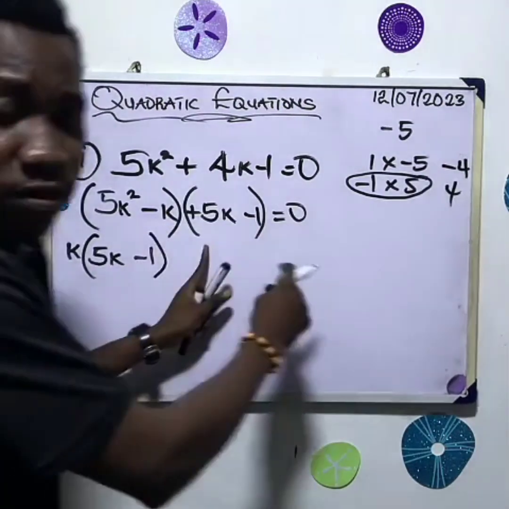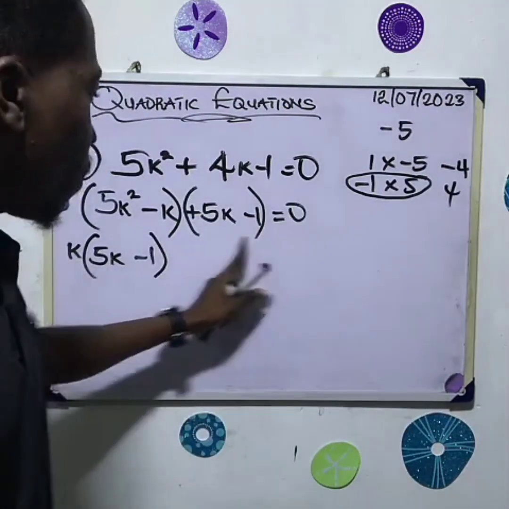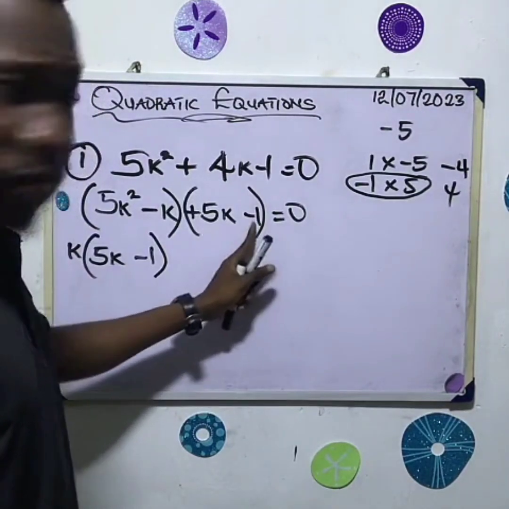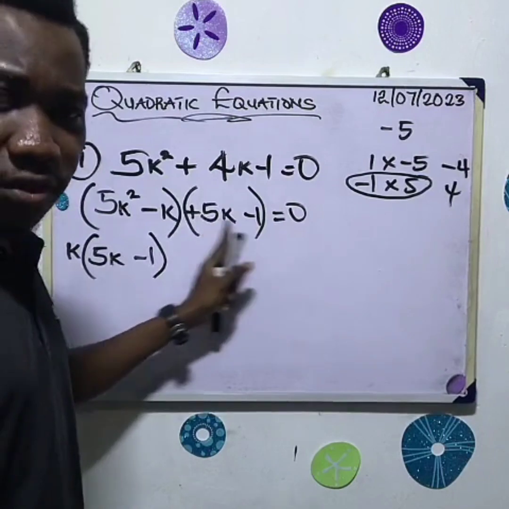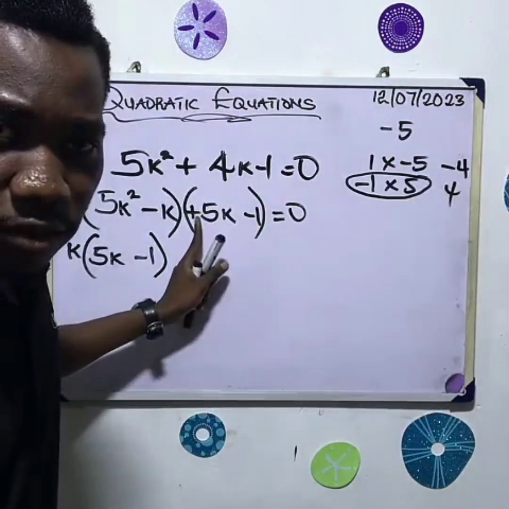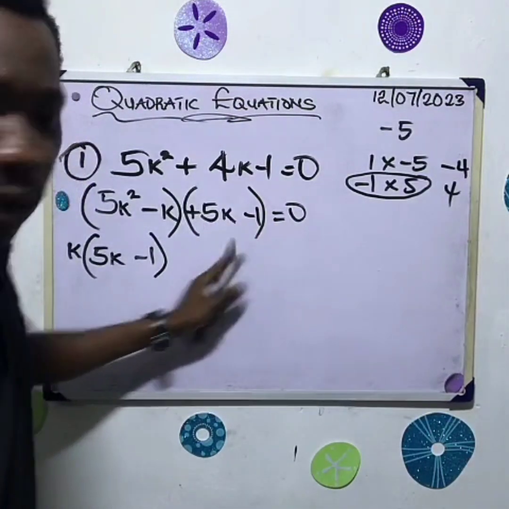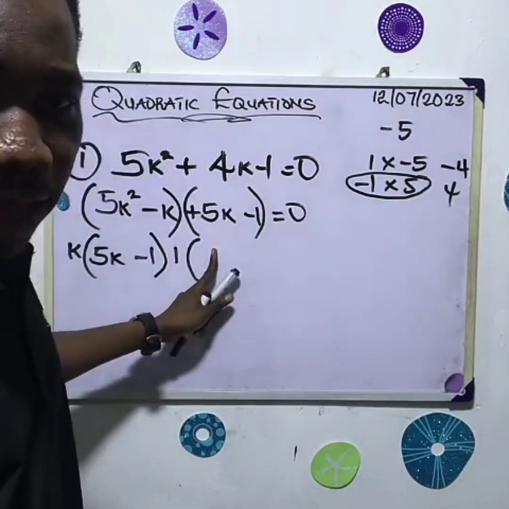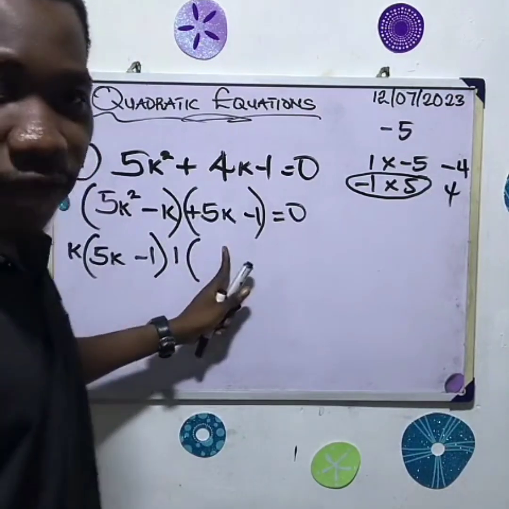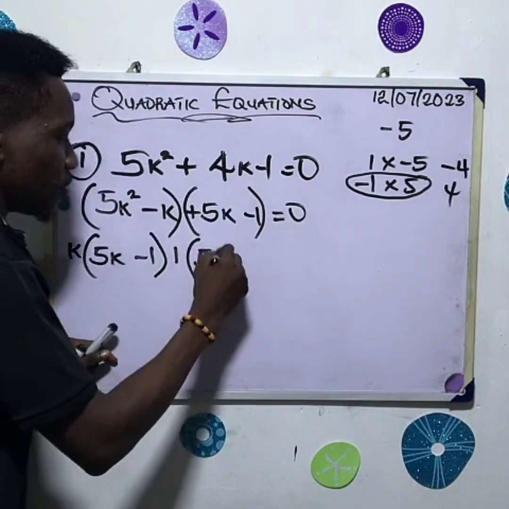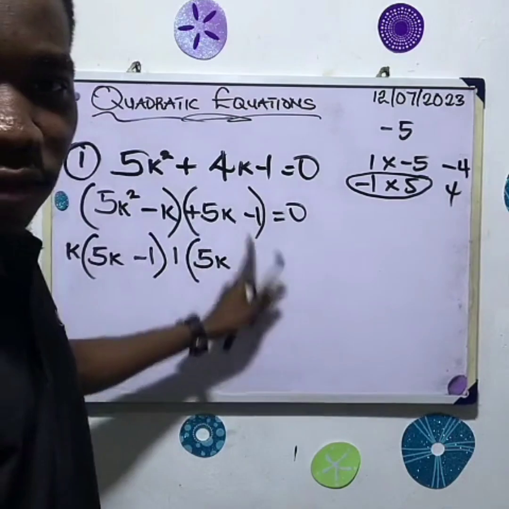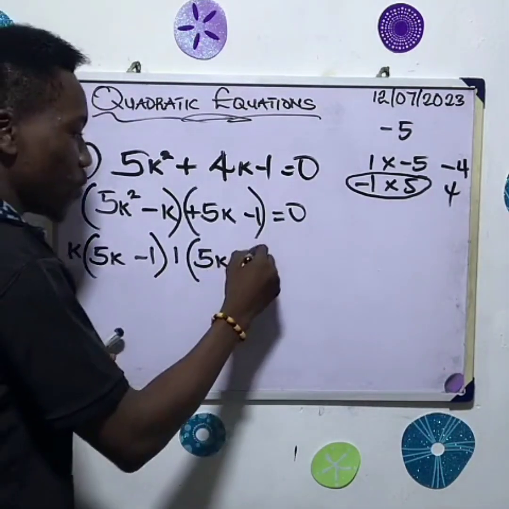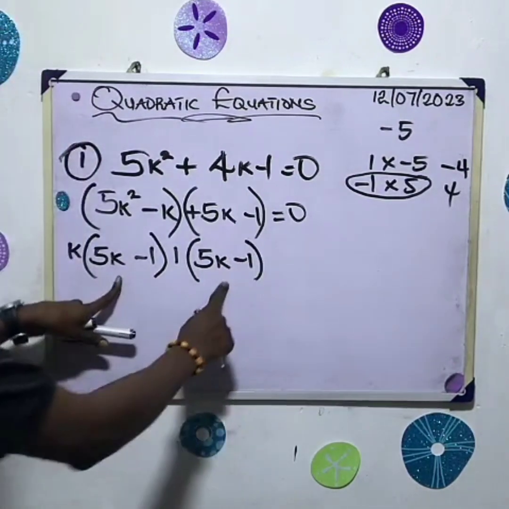So the same thing you do here. Factorize this. What is the common factor here? There's no k here, there's k here. We have just 1 here, this is 5. The common factor here is 1. And this is plus, this is minus, alright? So 1, in bracket. 1 times what will give us 5k? Is 1 times 5k. And 1 times what will give us minus 1? Is minus 1.